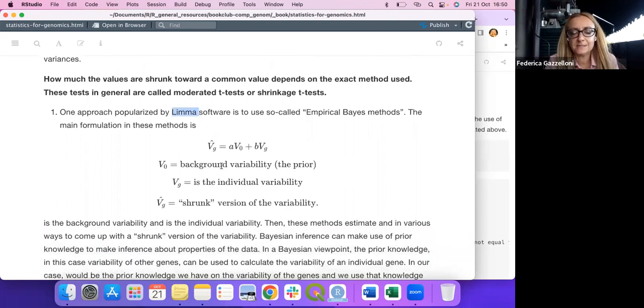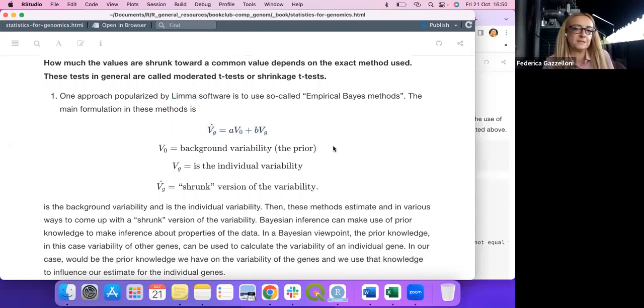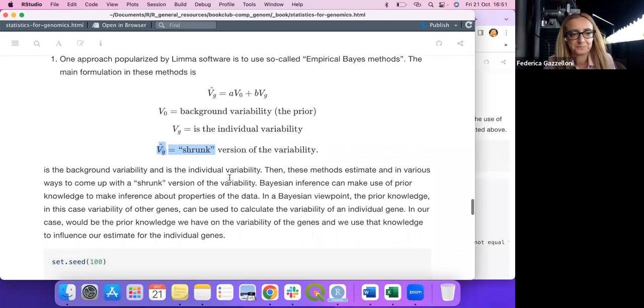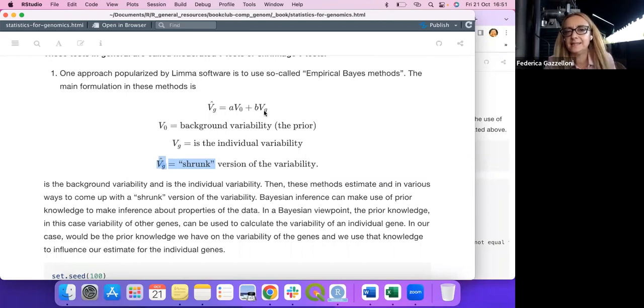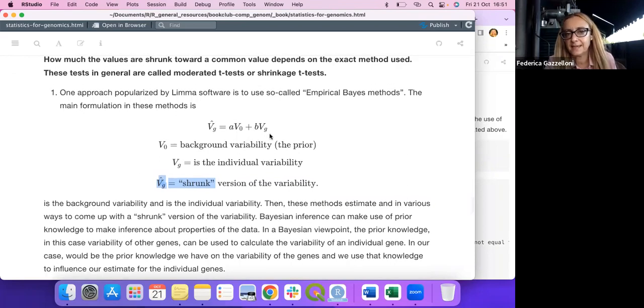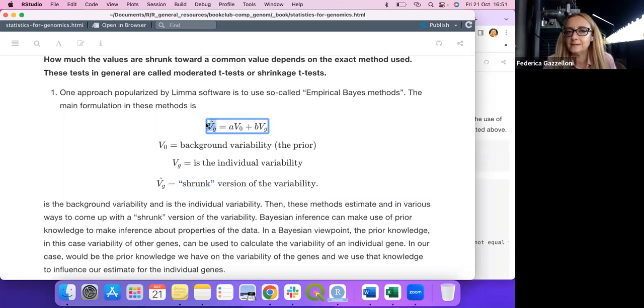So this is something that is mathematically explained with this formula. You go searching for a background variability and you consider that as the prior, and then you find the individual variability of your values. The strength value is the result of this application. Basically, by playing with A and B, these two coefficients, you can adjust the estimation of this value. Now they've used this D, but you can even use betas, because at the end you are estimating the coefficient.